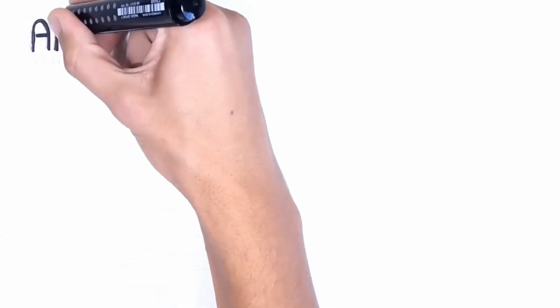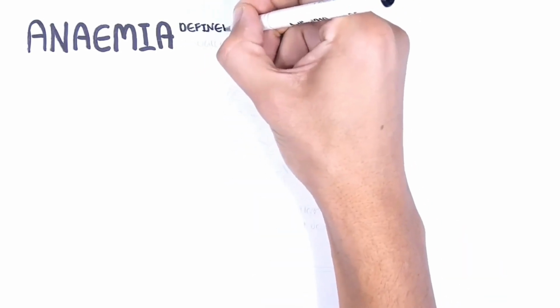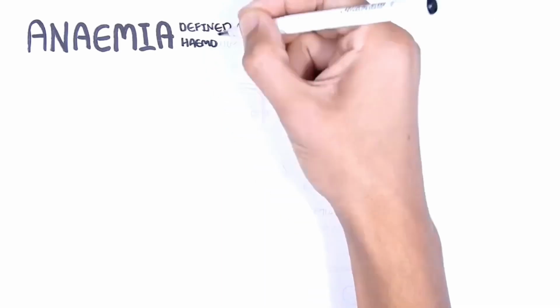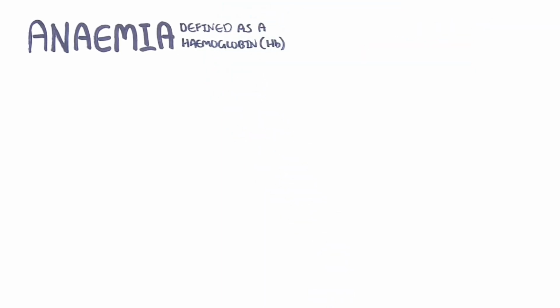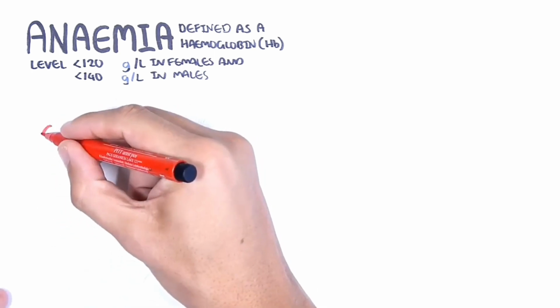Anemia can be rigorously defined as a reduced absolute number of circulating red blood cells. In practice, a low hemoglobin concentration or a low hematocrit is the most widely accepted definition for anemia. So anemia can be defined as a hemoglobin level of less than 120 grams per liter in females and less than 140 grams per liter in males.